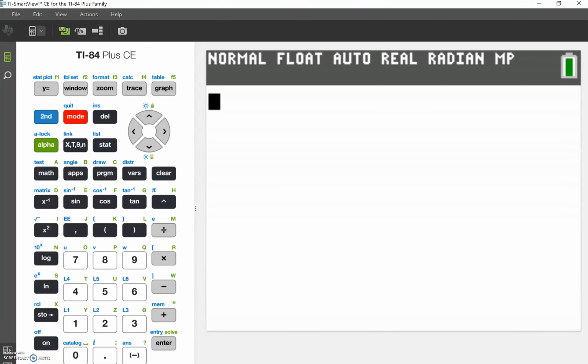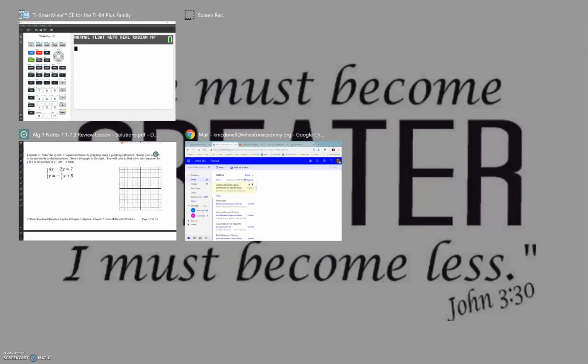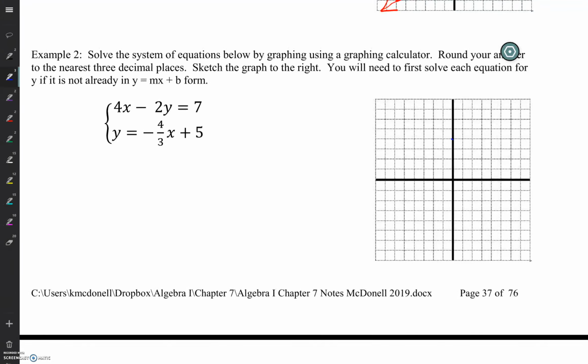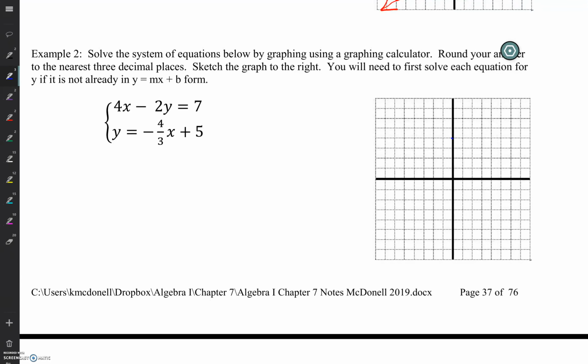Okay, in this second example of our review from section 7.1 through 7.3, we are going to be focusing on solving by graphing using our calculator. So here our first problem is 4x minus 2y equals 7. And Cooper, if I was going to ask you what's the problem with this in terms of graphing, my hope is you would say, hey, that's not solved for y. So let's attack that and do that in this process.